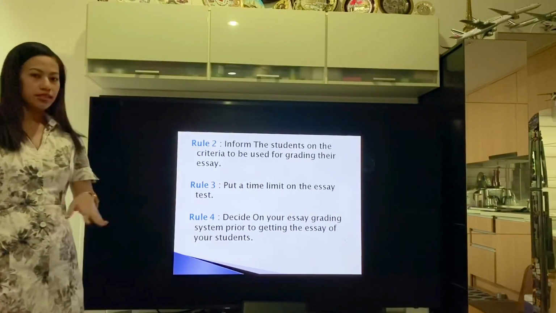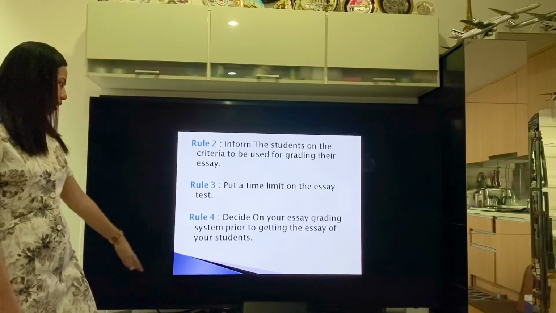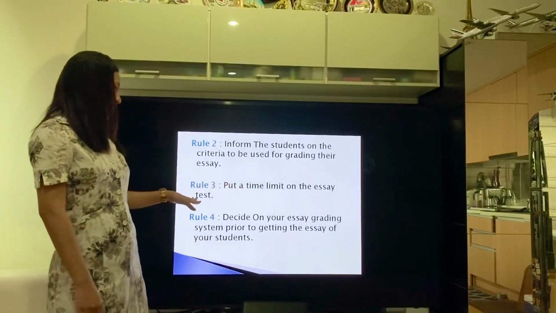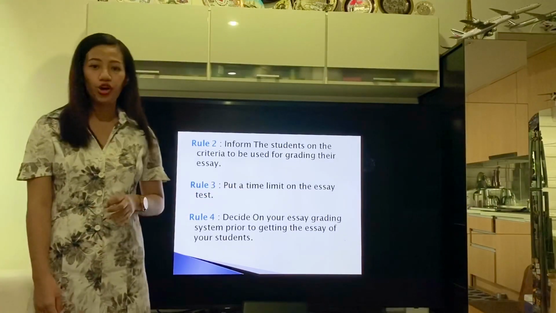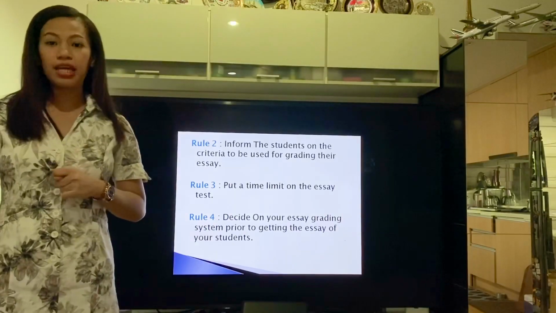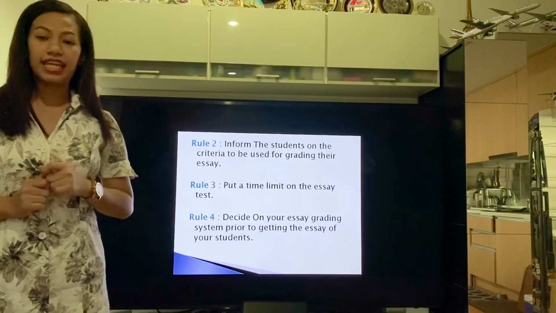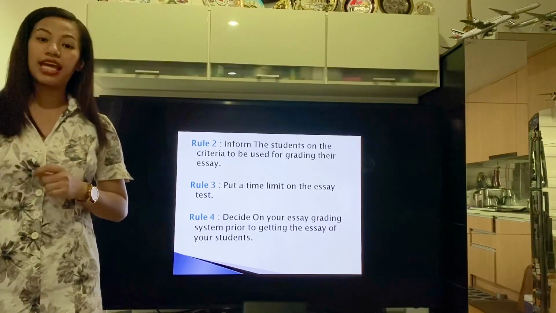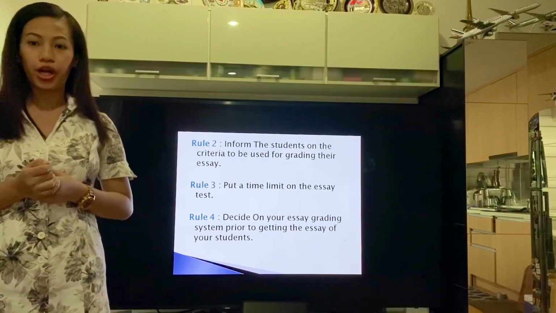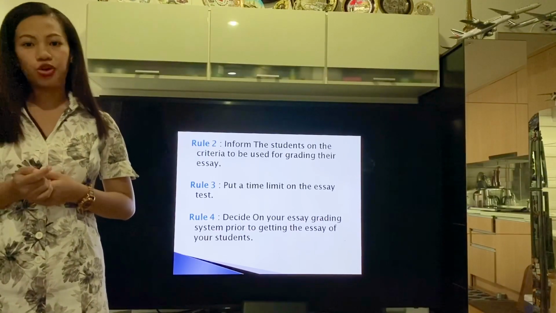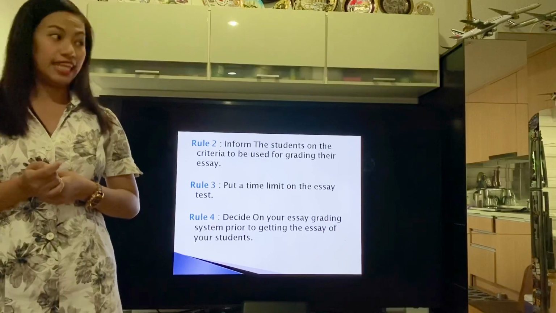Next, number 3: Put a time limit on essay tests. So, for about an hour, bigyan mo sila ng time to write an essay. Or pwede ding ibigay nyo as a homework. You are expected to collect the homework after a day.